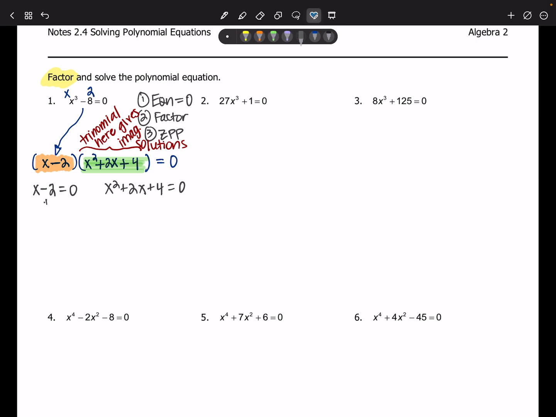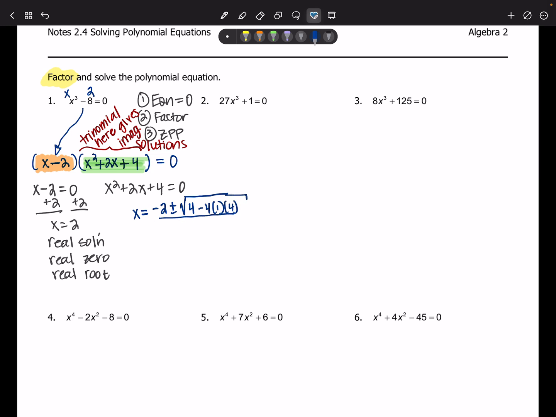So x minus 2 equals 0, we add 2 to both sides. We get x equals 2. That's a real solution. So it's called a real solution, a real zero, a real root. X squared plus 2x plus 4, we're going to have to use the quadratic formula. So x equals the opposite of b, plus or minus the square root of b squared, minus 4 times a times c, all over 2a.